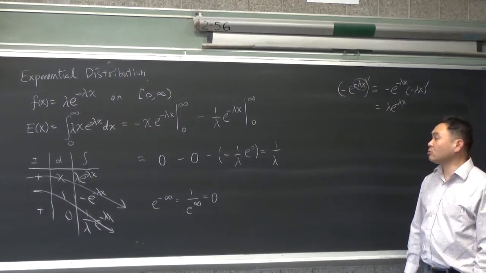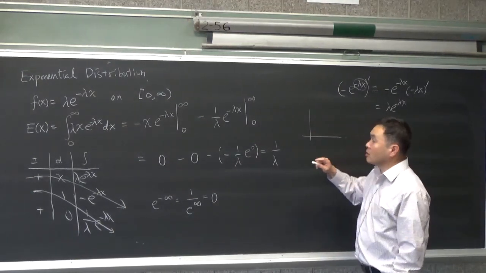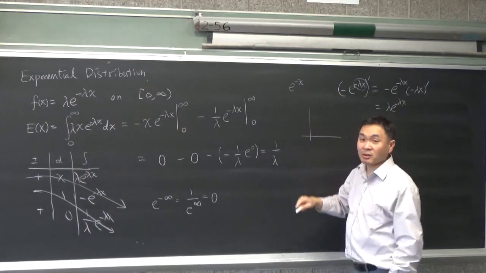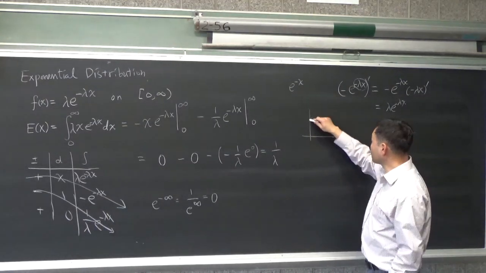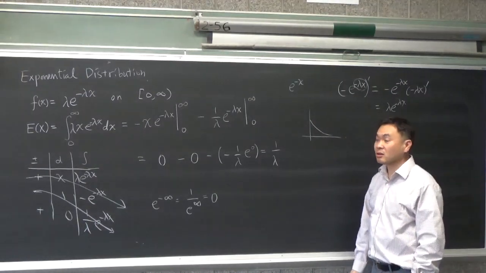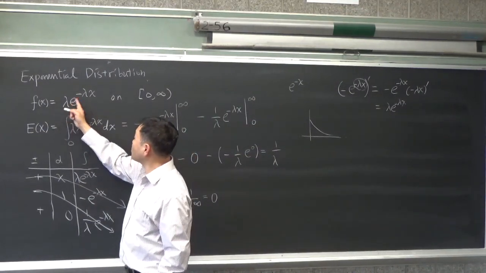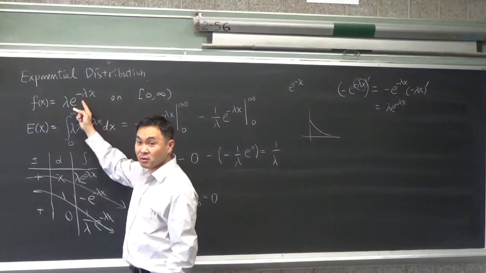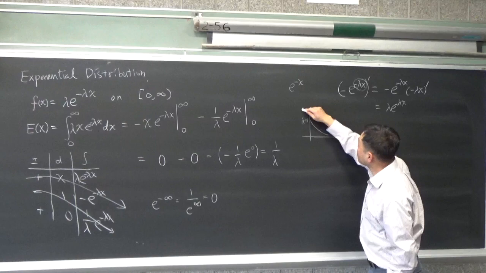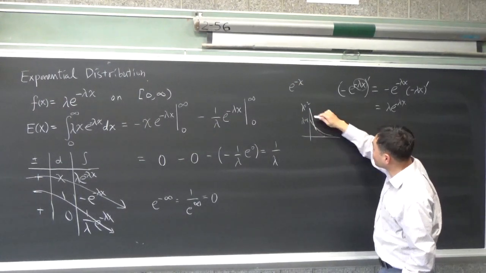So, now how do you understand this geometrically? Well, think of it like this. If lambda is 1, it's just e to the negative x. Isn't that right? So the graph is something like this. Now if lambda is bigger, let's say lambda is 2, then it starts from 2, but it goes down to 0 much faster. So this is lambda equals 1. If lambda is 2, it goes like this. It drops down much quicker.